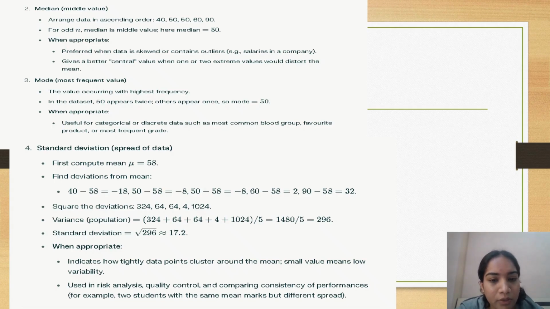Then the variance we calculated, which is the sum of all the values divided by 5, which is 1480 divided by 5, which comes to 296, and the standard deviation, which is the square root of that average, so it is approximately 70.2. So the question comes, when is the standard deviation appropriate? It is appropriate when we want to understand variability, and it is used in finance, quality control, and risk analysis. So these four measures together give a complete picture: center, typical value, and spread of the data.